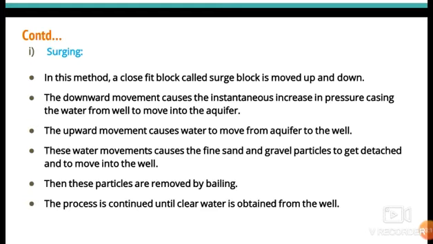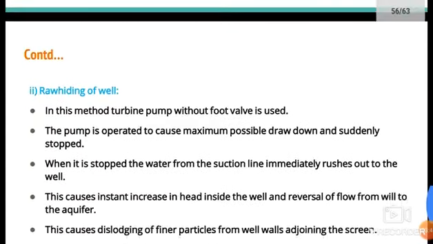So we are forcing the water to develop the well. That is the thing happening in surging. We are using a surge block, a cylindrical structure, and applying pressure to the well. The water is forced to move into the aquifer, and when the surge block is removed, what will happen? The water which was forced into the aquifer comes out at a higher pressure, and that water will be removed, and the particles also will be removed by bailing. So this is the process of surging.